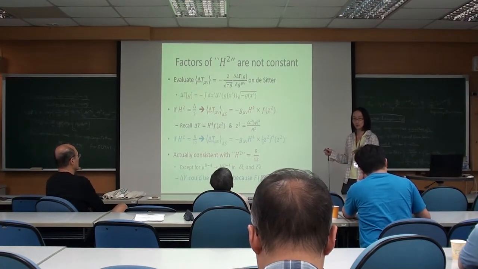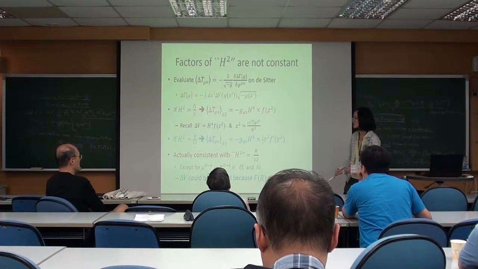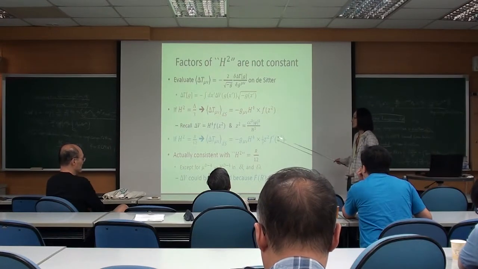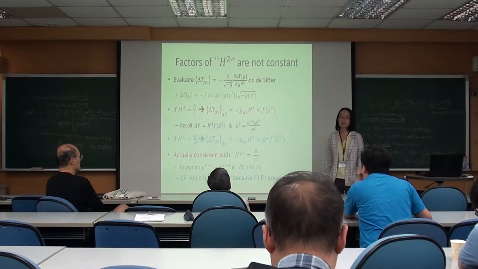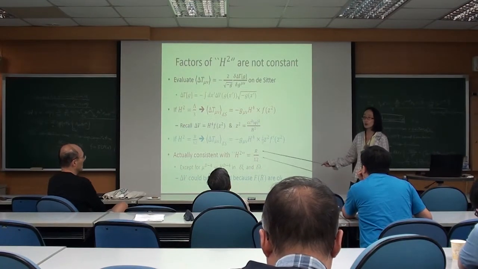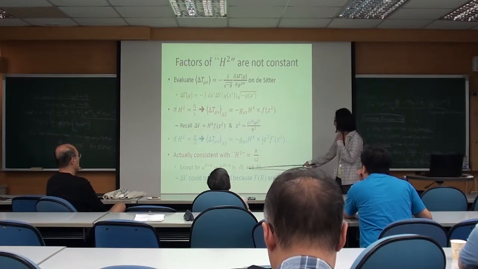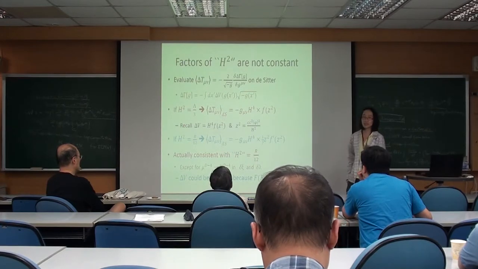Do not specialize it first. You do the variation first, then specialize it to the de Sitter. You compare the result, which I do not show here because it's complicated, and you find out that actually, in de Sitter, H squared is consistent with R over 12. Only a small piece comes from the counterterms. There is one from the conformal counterterm, the other is from quartic counterterms.